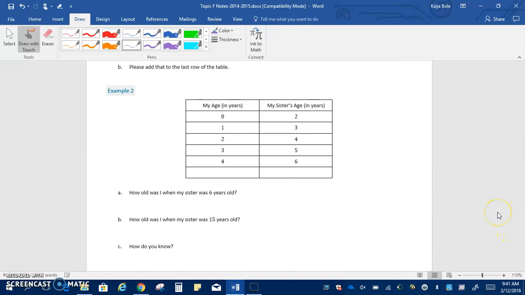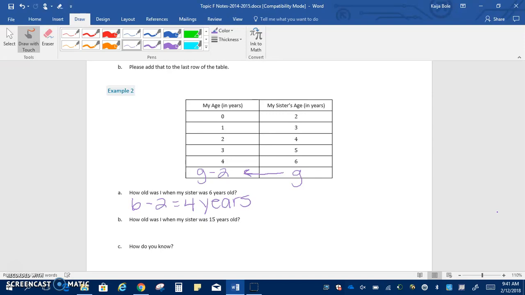Now if we look again at this table, it says how old was I when my sister was 6 years old? So now we're going backwards. I'm going to make my sister's age g. Now if we're going across to the left, we are subtracting 2 every time, so this would be g minus 2. If her sister was 6 years old, we'd be taking 6 minus 2, which is 4, which is also what they have in the table, so that means she was 4 years old.